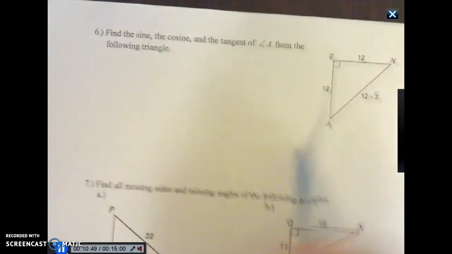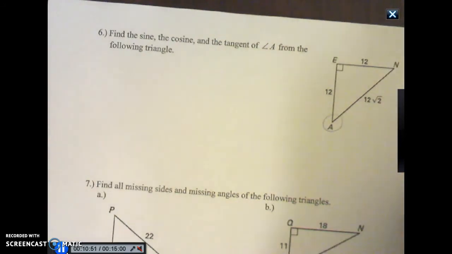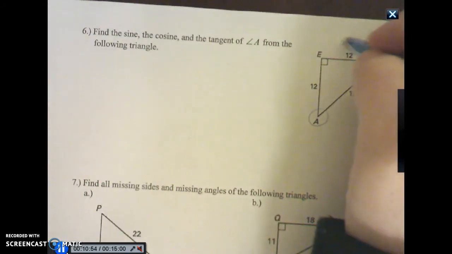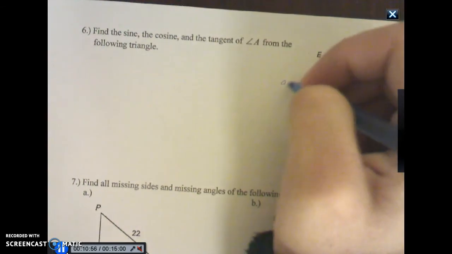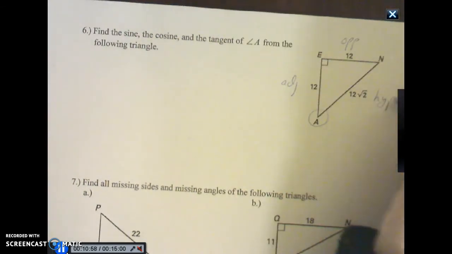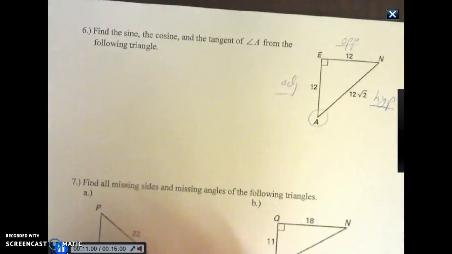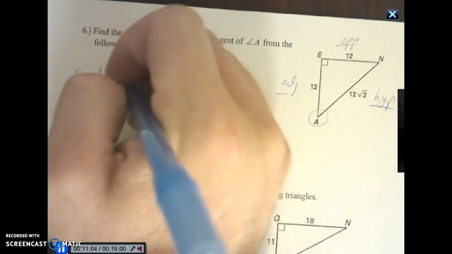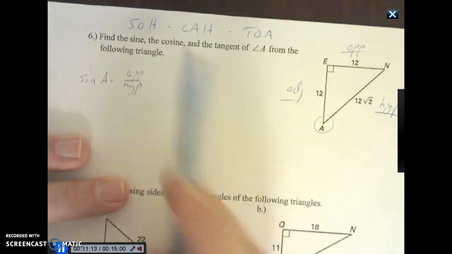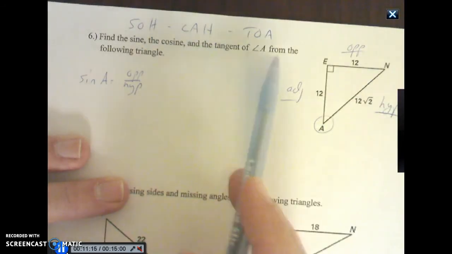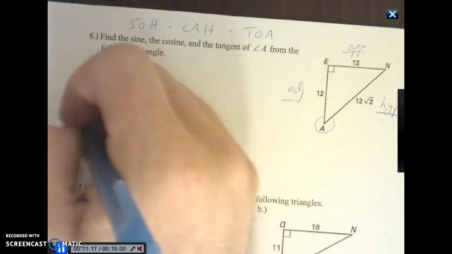Find the sine, the cosine, tangent of A from the following triangle. So here's your angle A, here's opposite, here's adjacent, here's hypotenuse. So sine of A equals opposite over hypotenuse. How do I know this? Well, here's my SOH CAH TOA. Sine is O over H, cosine is A over H, tangent is O over A.